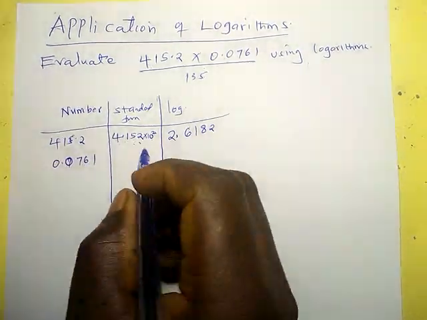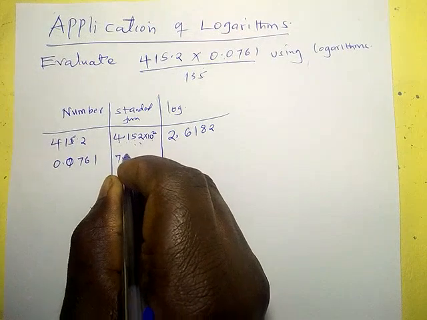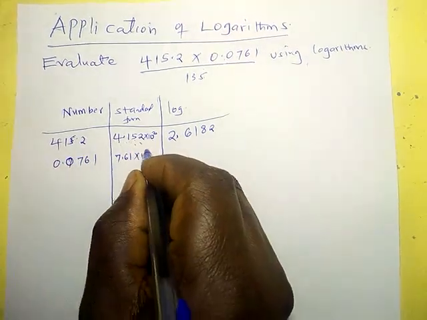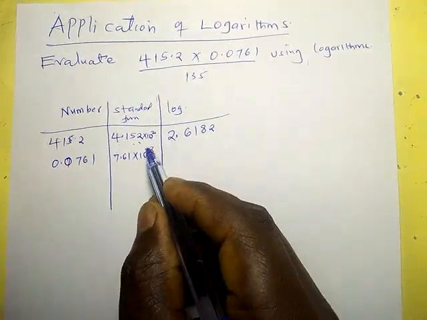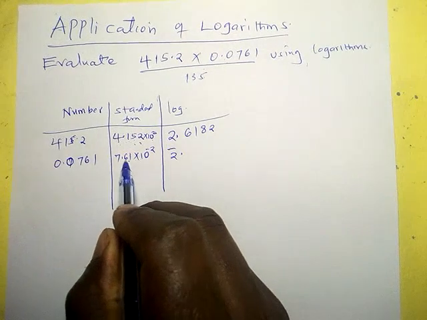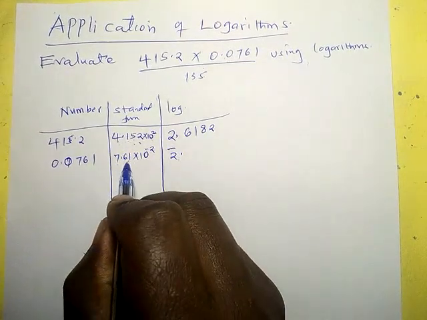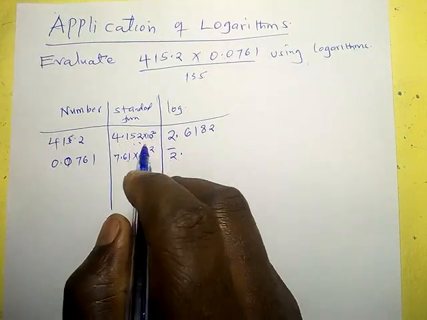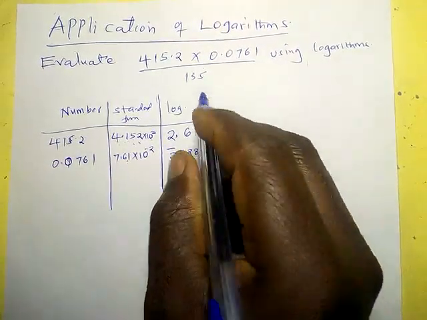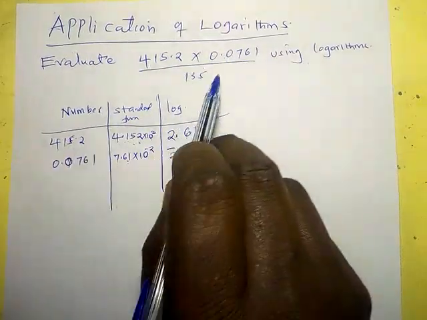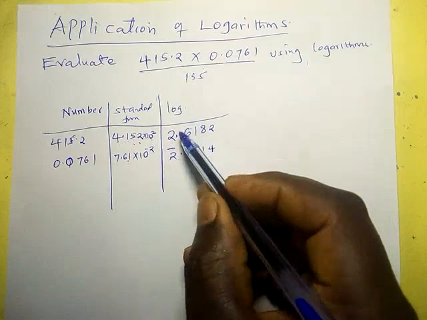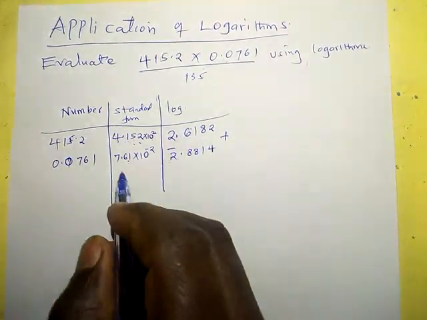The next number is 0.0761. Write the number in standard form, which is 7.61 times 10 raised to power negative 2. So my characteristic is negative 2. Find the logarithm of this and you add it here. The logarithm of 7.61 is 8814. But remember, this number and this number have been multiplied. So these are the powers of them, the logarithms. So what do we do? We add them.